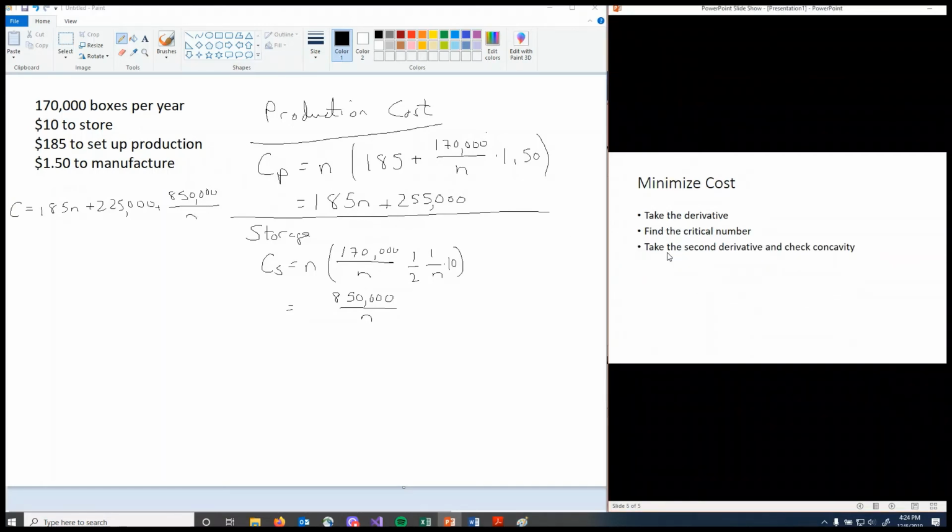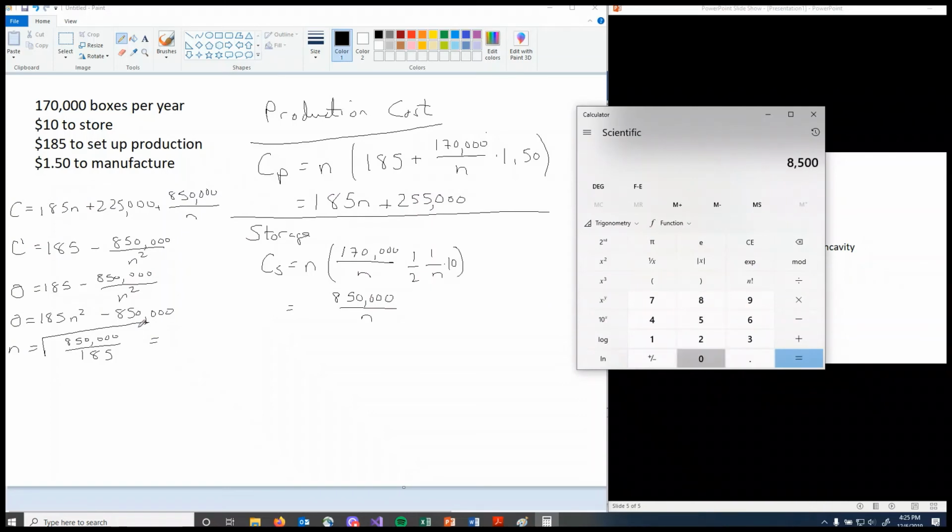So now we've got our cost equation, and now what we want to do is minimize cost, and this is where our calculus comes in. So we take the derivative. C prime is 185 minus 850,000 over n squared. We need to find a critical number, so we set this to 0. 0 equals 185 minus 850,000 over n squared. Multiply everything by n squared, and we get 0 equals 185 n squared minus 850,000. So n equals the square root of 850,000 divided by 185, which is, 850,000 divided by 185 equals, and square root, 67.78.